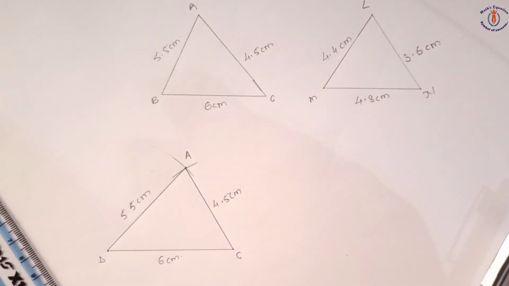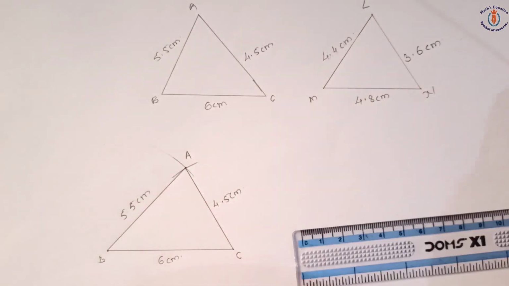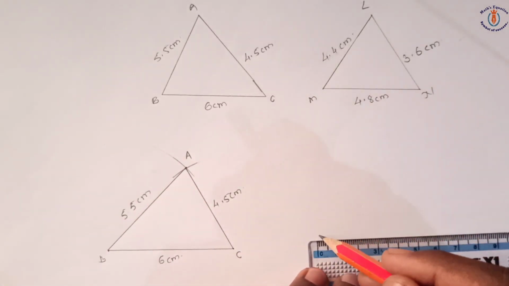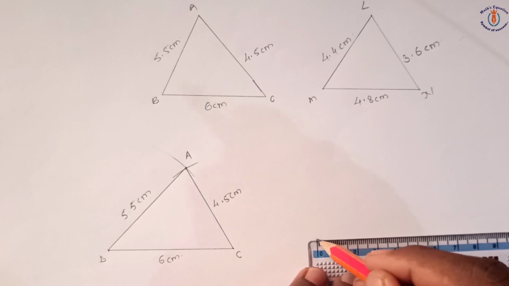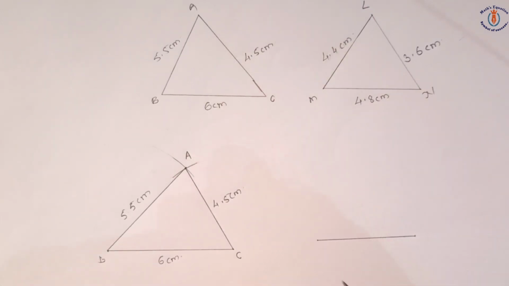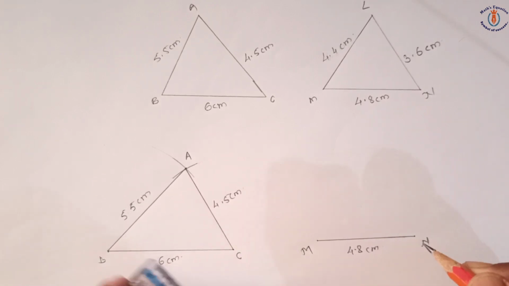So let's construct triangle LMN. Similarly, the base of that triangle, MN, is 4.8 centimeter, so let's take that 4.8 centimeter. From this 0, 4.8 centimeter exactly over here. So this is MN, which is 4.8 centimeter.